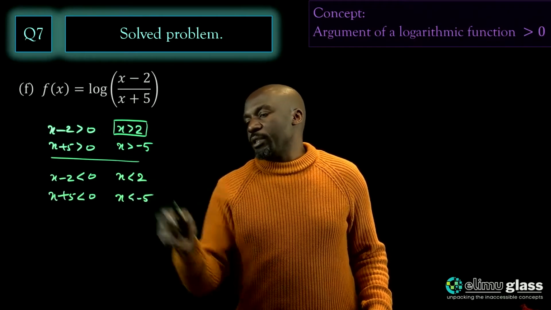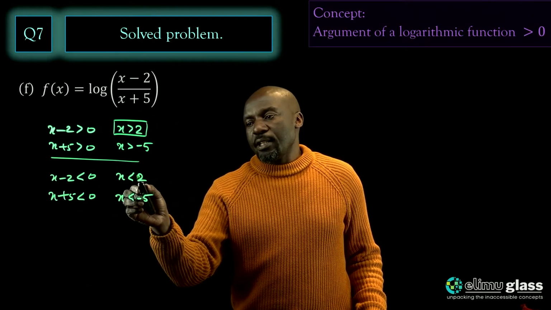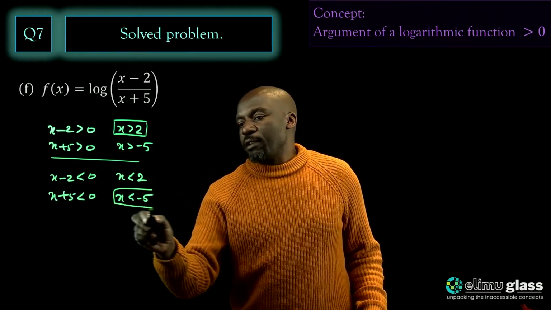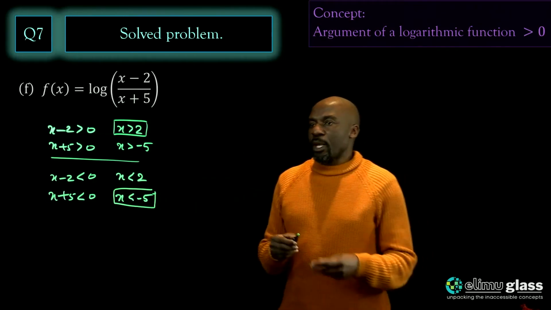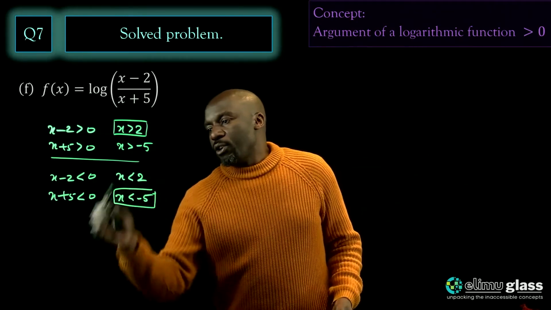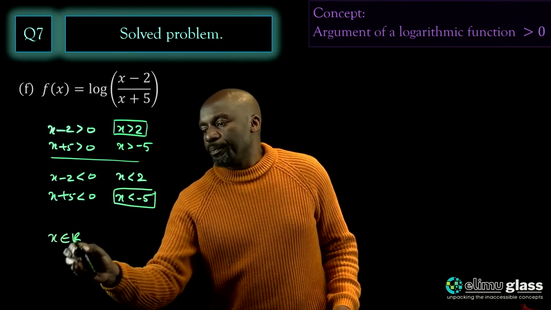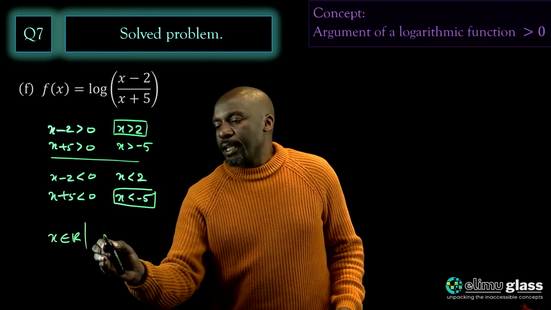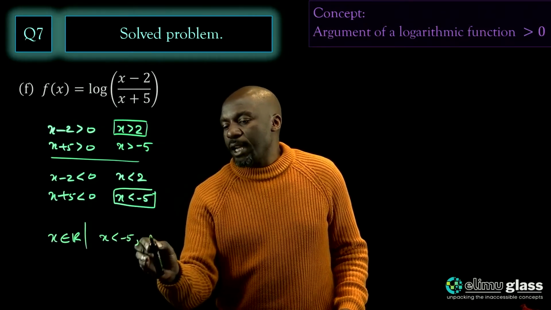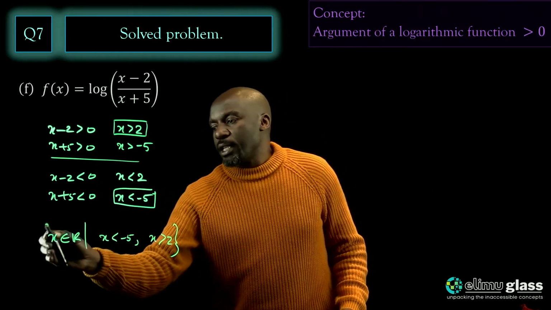So which one represents both? A number which is less than 2 is not necessarily less than negative 5, but one that is less than negative 5 is also less than 2. So we pick those two. So our domain, therefore, is x, all real numbers, but x must be less than negative 5, or x has to be greater than 2, and that's our domain.